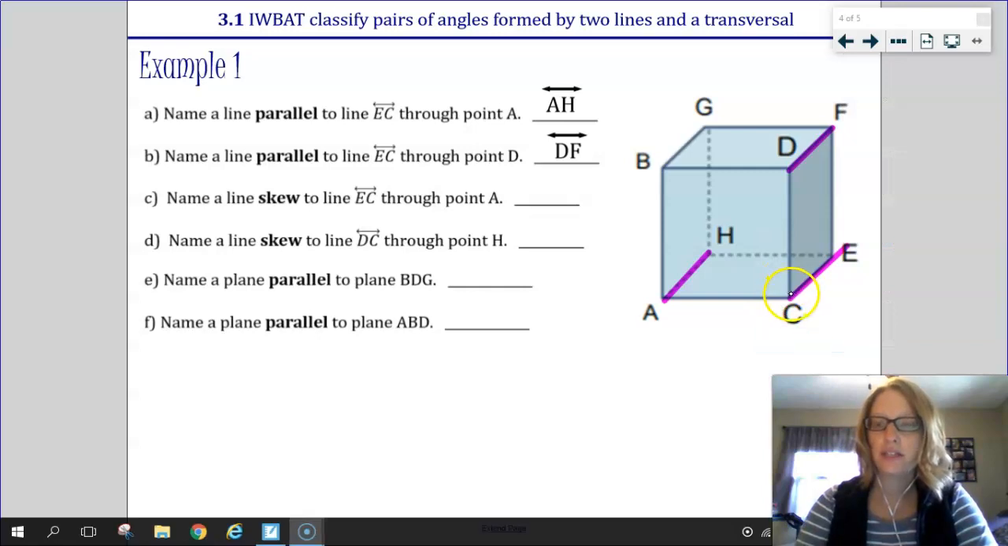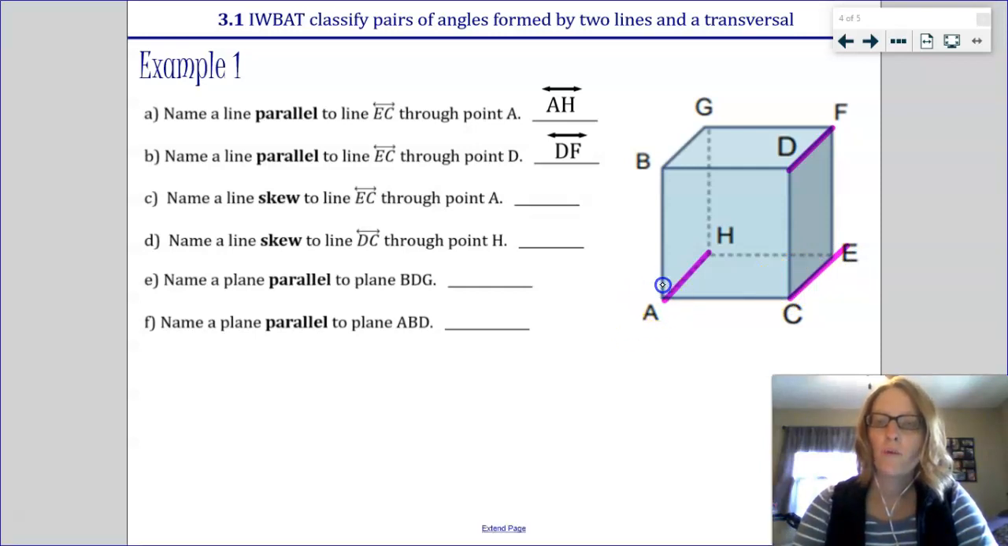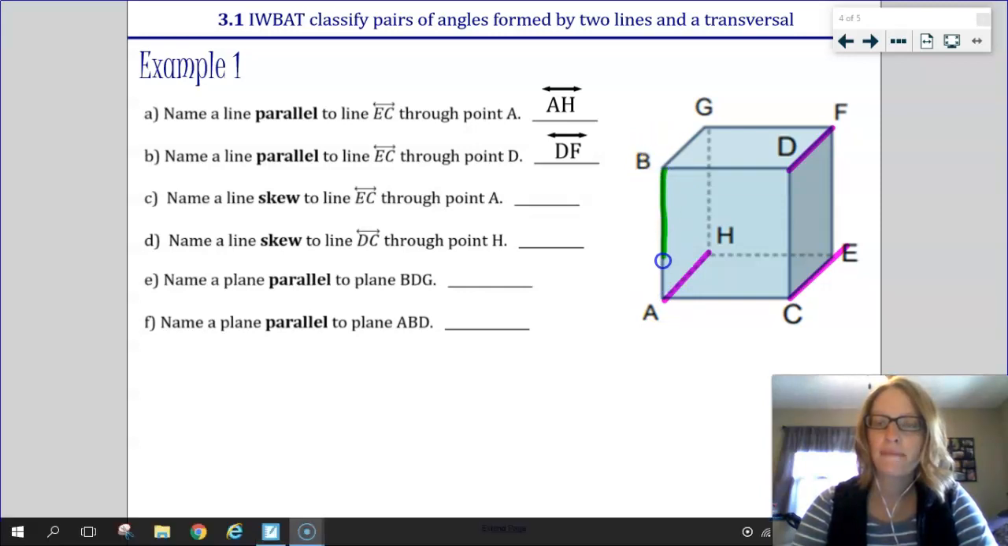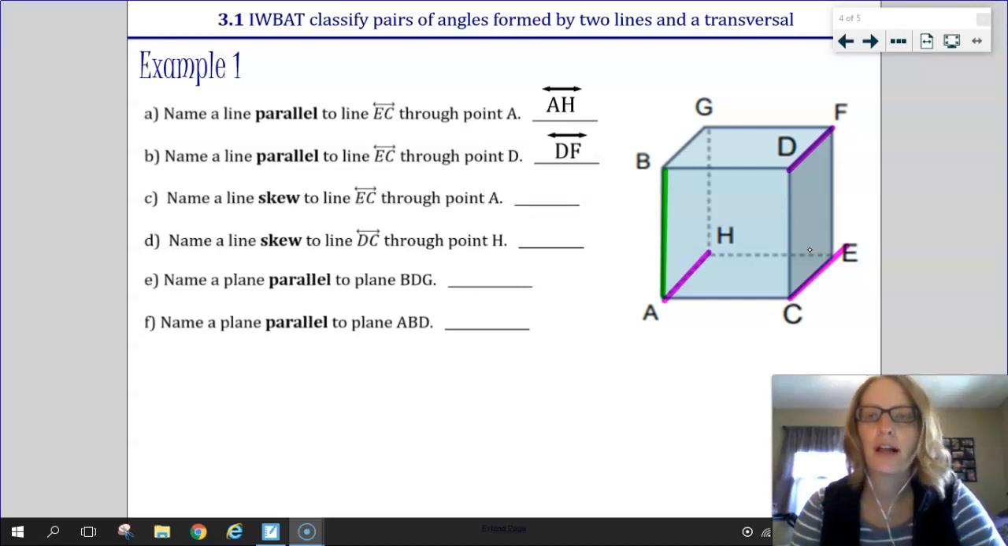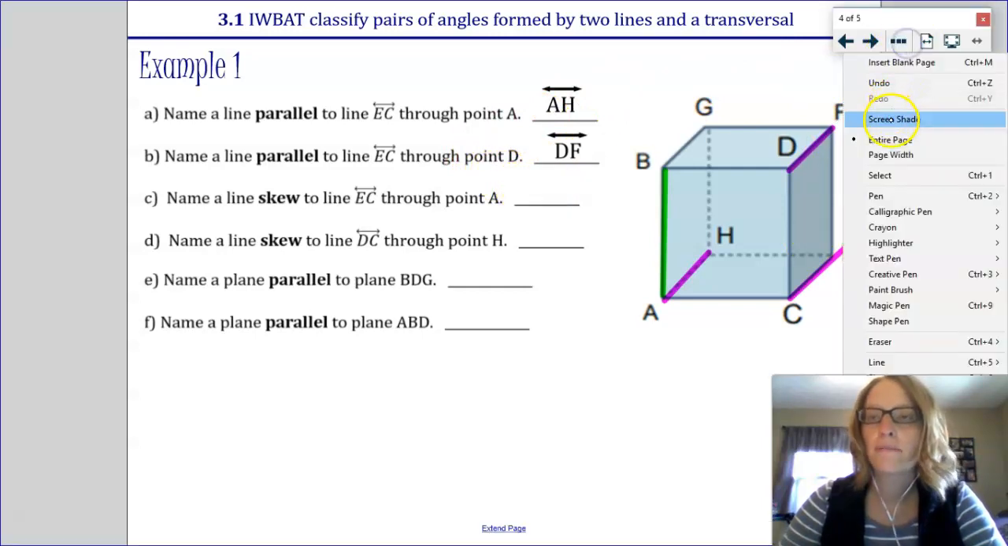So we have EC still over here on the right bottom side of the box. We want a line through point A that is skew. An example of a skew line through point A would be BA. It is not in the same plane as EC. EC is on the right bottom side of the box. A to B or B to A is on the left front side of the box, and it goes in the opposite direction. B to A is a vertical line while E to C is a horizontal line. So we can either call that line B to A or A to B.